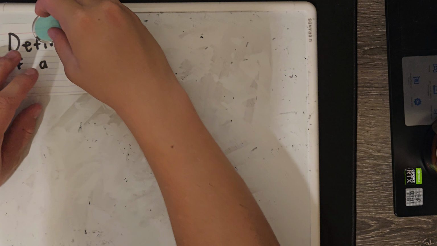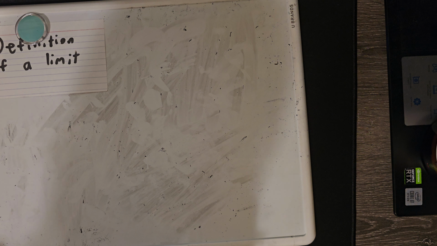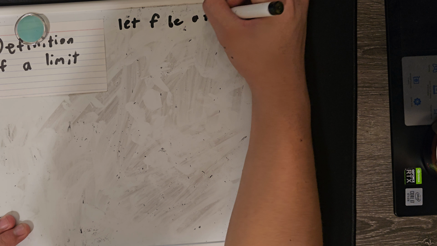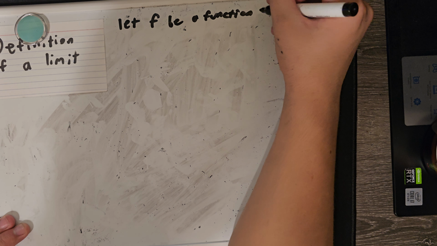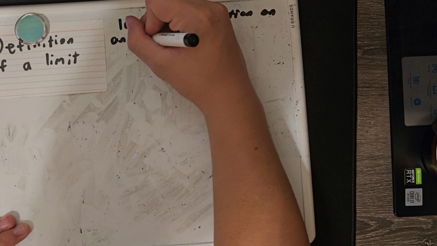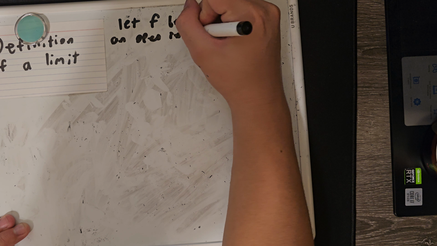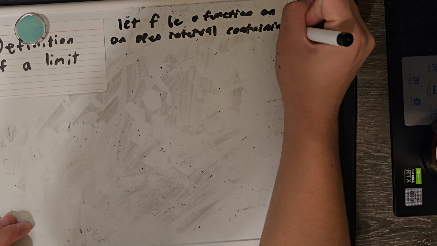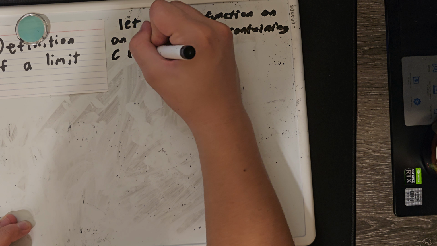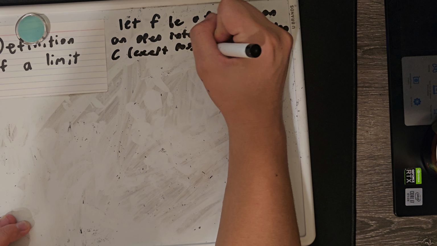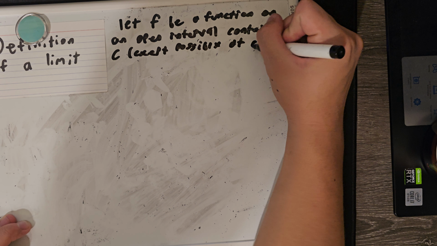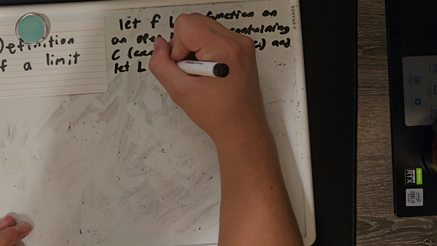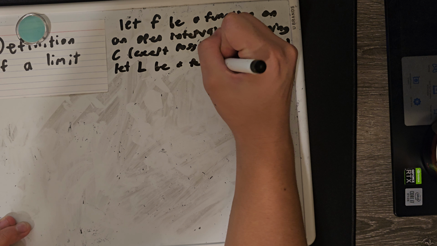The definition of a limit. Now, the formal definition of a limit is: let f be a function on an open interval containing c (parentheses, except possibly at c), and let L be a real number.